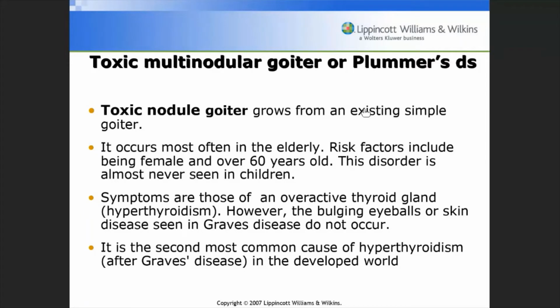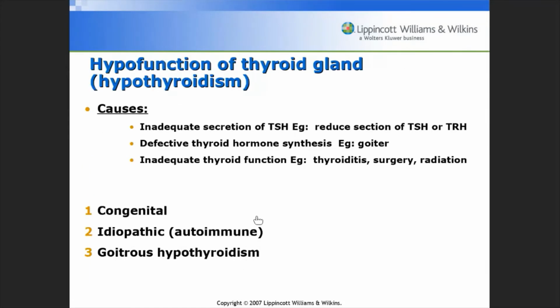In Plummer's disease, they also put out a lot of T3 or T4, right? And Plummer's disease is the second cause of hyperthyroidism. What is number one? Graves' disease. Okay. So in Plummer's disease, you have an overactive thyroid gland, however you do not have any exophthalmos. So that's how you can distinguish between Plummer's versus Graves' disease. Okay.